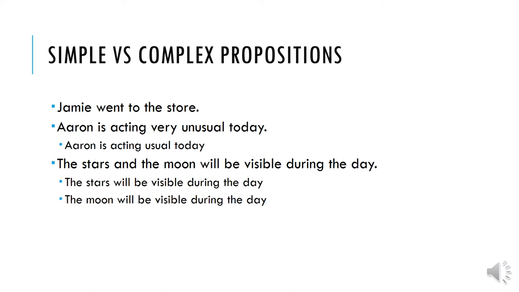How about this one? The stars and the moon will be visible during the day. This is a complex proposition because it's a combination of two simple propositions. The stars will be visible during the day, and the moon will be visible during the day. Here we use the conjunctive word and to connect the two simple propositions, the stars will be visible, and the moon will be visible.